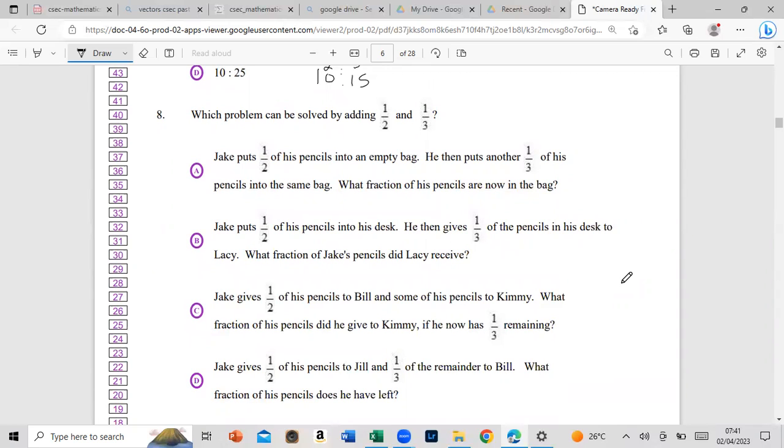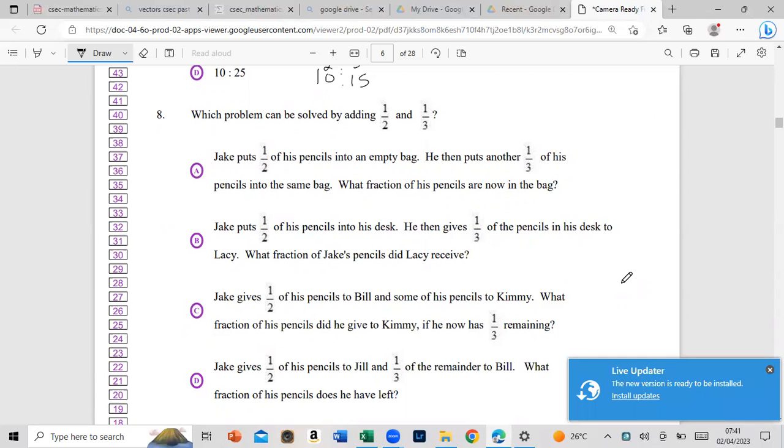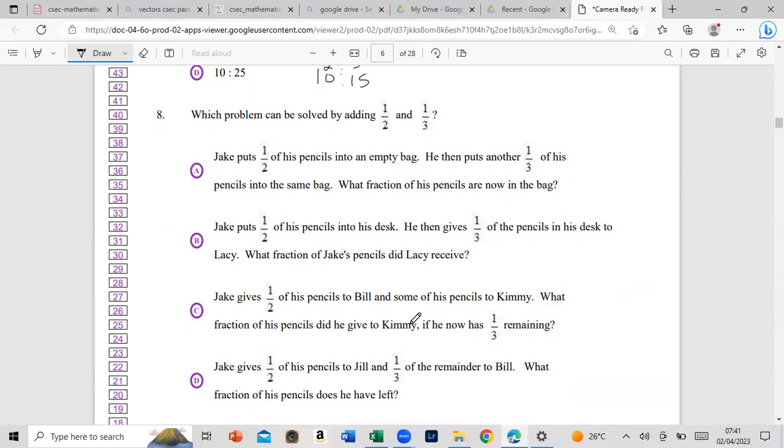2. Jake puts half of his pencil into his desk. He gives 1/3 of the pencil in his desk to Lacey. What fraction of Jake's pencil did Lacey receive? And C says, Jake gives half of his pencil to Bill and some of his pencil to Jimmy. What fraction of his pencil did he give to Jimmy? He has 1/3 remaining. Jake gives half his pencil to Jill and 1/3 of the remainder to Bill. What fraction does he have left?